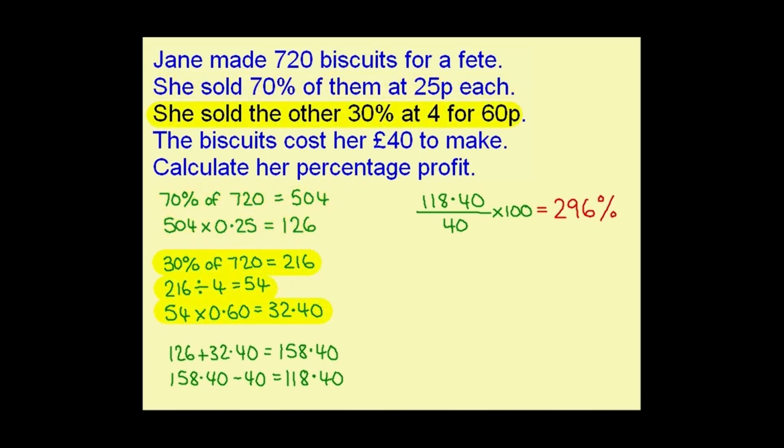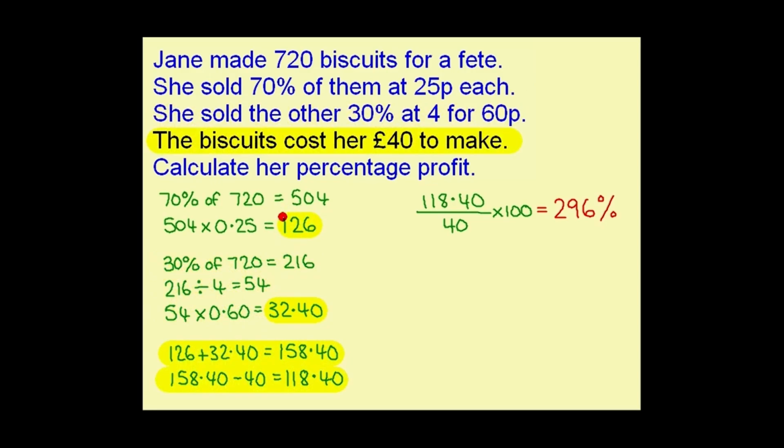I'm told she sold the other 30% at 4 biscuits for 60p. So I need 30% of 720. Again, that's 30 divided by 100 times 720. That's 216. Now she's selling them at 4 for 60p. So I need to work out how many groups of 4 are in here. So I divide by 4 to get 54. So there's 54 groups of 4 biscuits. They're 60p per group. And that works out to be £32.40.